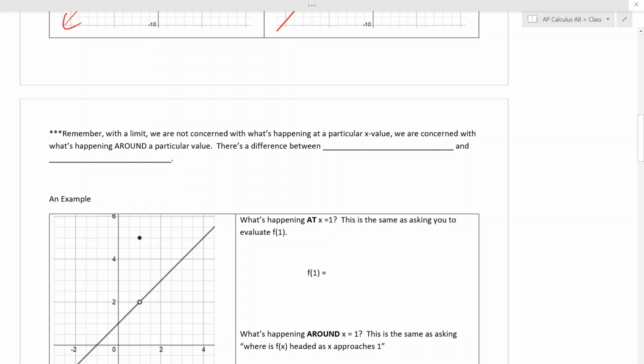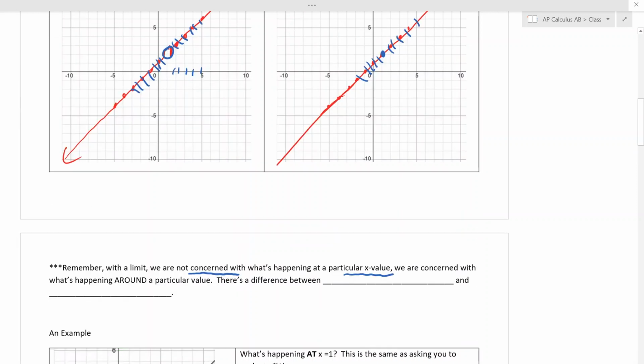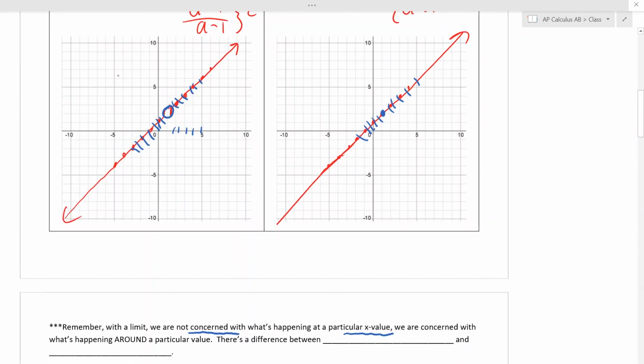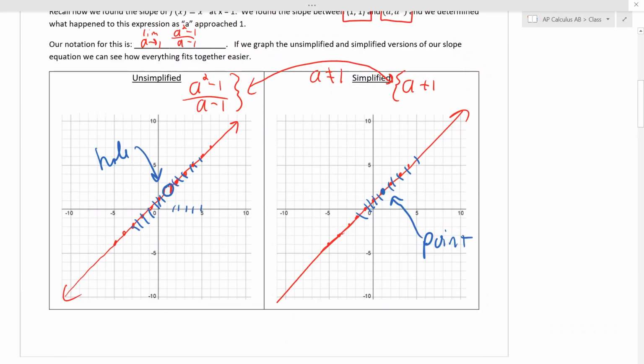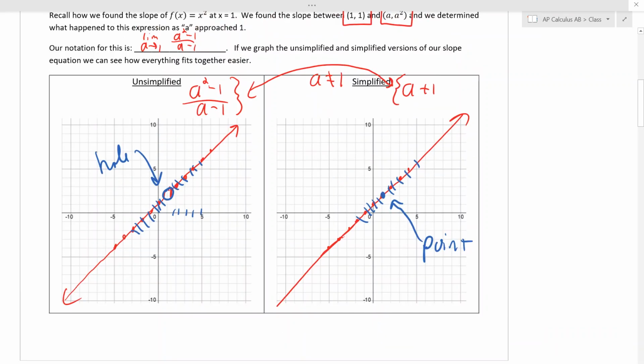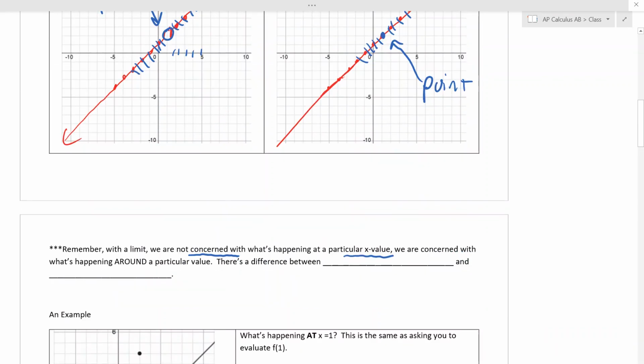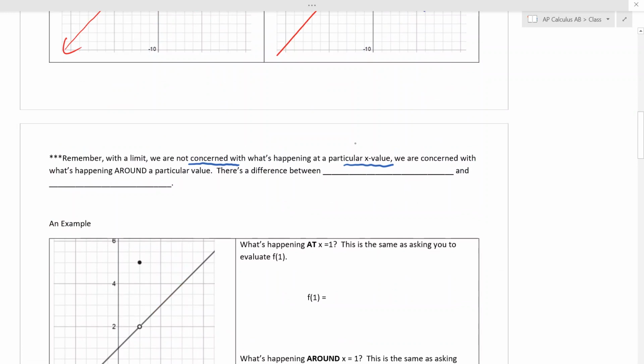And I just have this little thing here to make sure we're all on the same page. We're not concerned with what's happening at 2 in this case, because if you look at this picture, they're different. At 2 here, there's a hole, and at 2 here, there's an actual point. But that doesn't matter because the answer to both these questions is the same if we talk about the limit as we approach 1. So we're not worried about what's happening at x equals 1. I think I said 2, but I meant 1. We're concerned with what's happening around it.